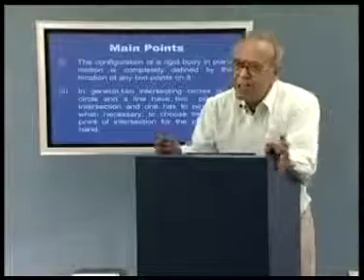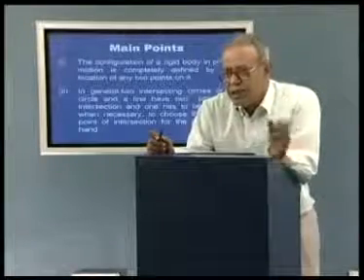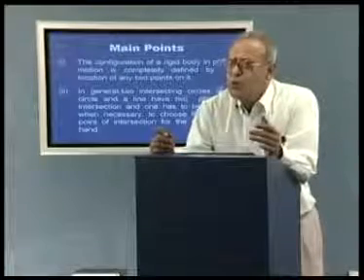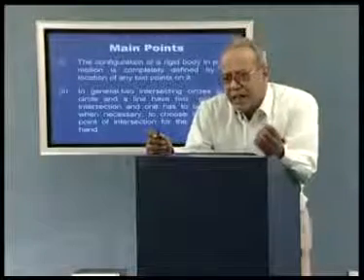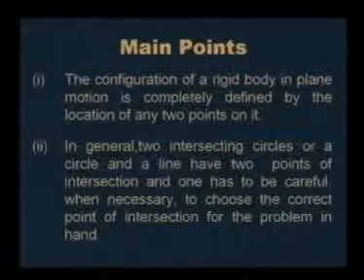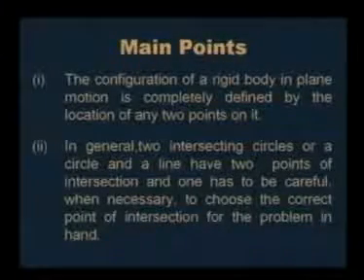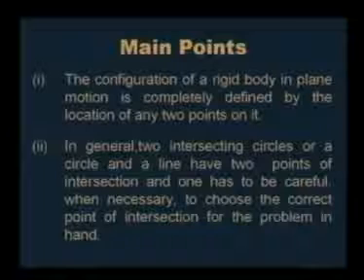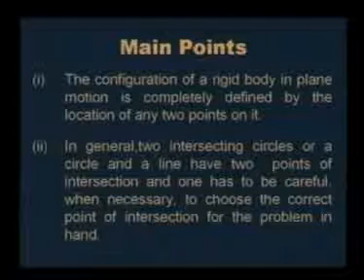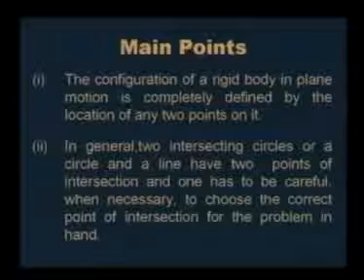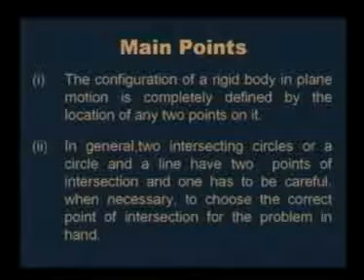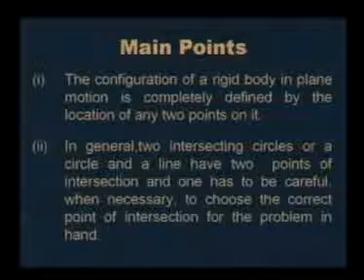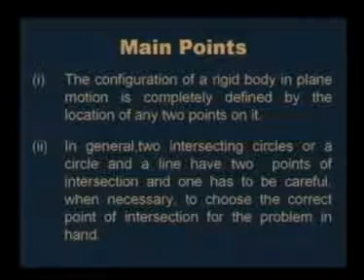The second point is, as we will see when we solve the examples, that very often we will need to draw two circles which are intersecting, or a line and a circle which are intersecting. Now we know that such intersection points can be two. That means two intersecting circles in general intersect at 2 points. Similarly, a line and a circle also intersect generally at 2 points. However, sometimes it may be necessary to choose the correct point of intersection for the problem in hand. As I said, all these points will be shown very clearly when you solve those particular examples.